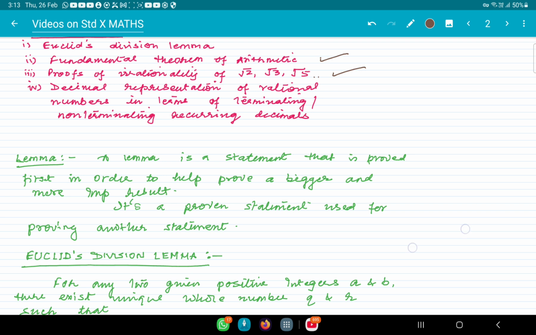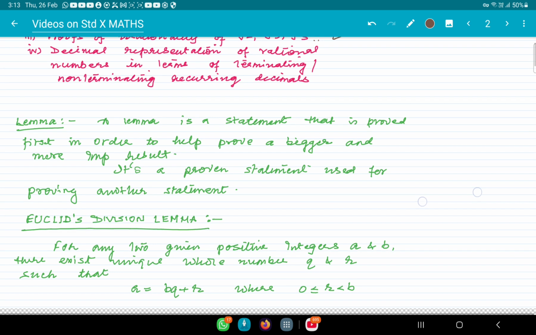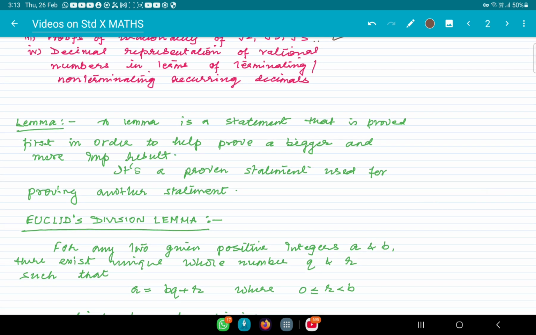So here we will start with lemma. What is a lemma? A lemma is a statement that is proved first in order to help prove a bigger and more important result. In simple words, a lemma is helpful to prove theorems. It is a proven statement used for proving another statement.